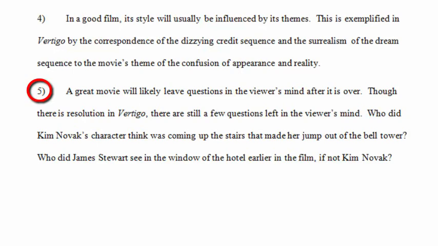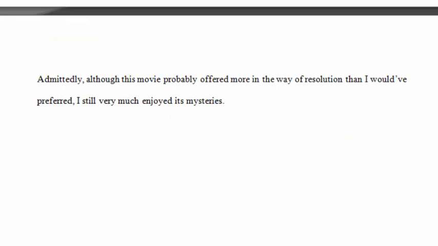"Though there is resolution in Vertigo, there are still a few questions left in the viewer's mind. Who did Kim Novak's character think was coming up the stairs that made her jump out of the bell tower? Who did James Stewart see in the window of the hotel earlier in the film, if not Kim Novak? Admittedly, although this movie probably offered more in the way of resolution than I would have preferred, I still very much enjoyed its mysteries." And I'll scroll down so that you see there are no references. That's because no sources are to be used.